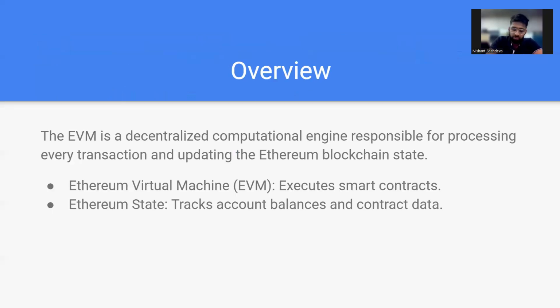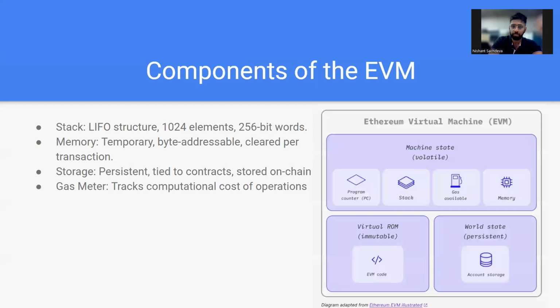So to start things off, the Ethereum virtual machine is a decentralized engine which consists of a lot of nodes spread across the globe, and together they are responsible for processing all the transactions and the smart contracts and then updating the Ethereum blockchain state. So to basically put it together, the Ethereum virtual machine is supposed to execute all the smart contracts, and the Ethereum state is what tracks the account balances, the contracts, and the contract data.